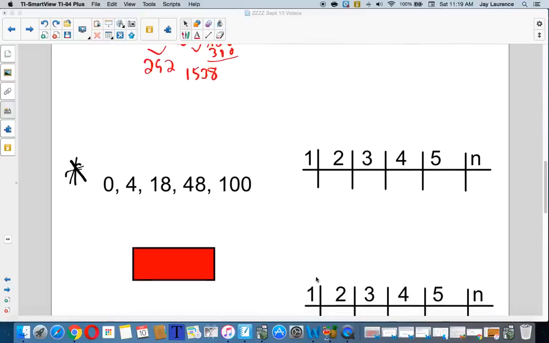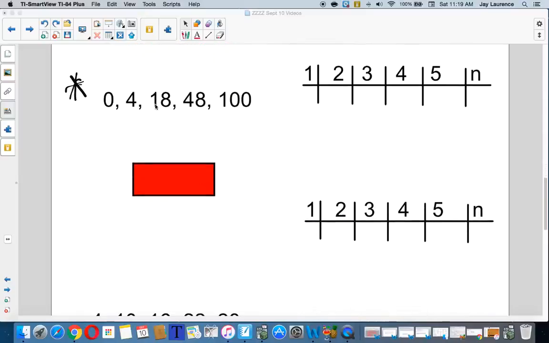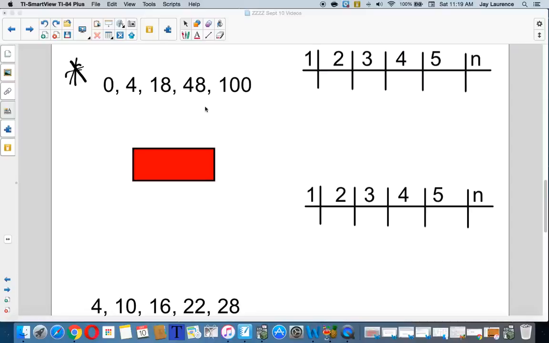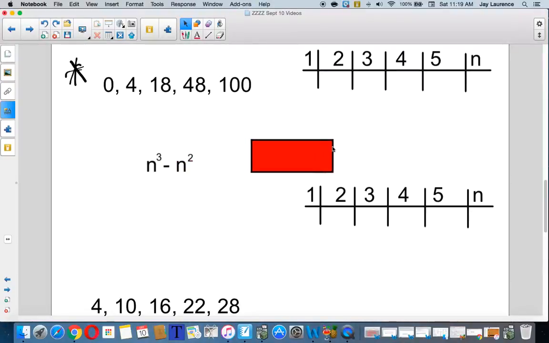Something's wrong. Okay, so here's this one with the stars, one you can try on your own. Okay, I'd like you to pause the video. When you're ready to see the solution, unpause the video. Here it comes. There you go, n cubed minus n squared.